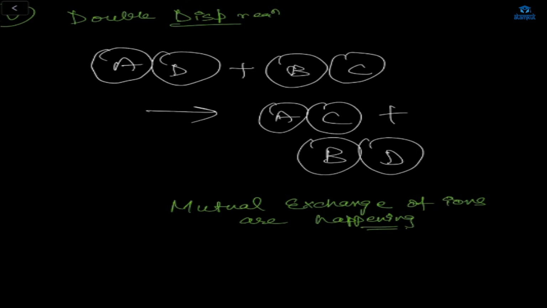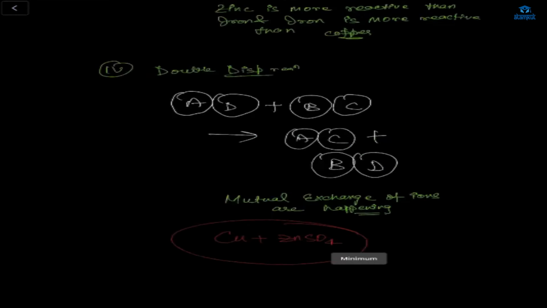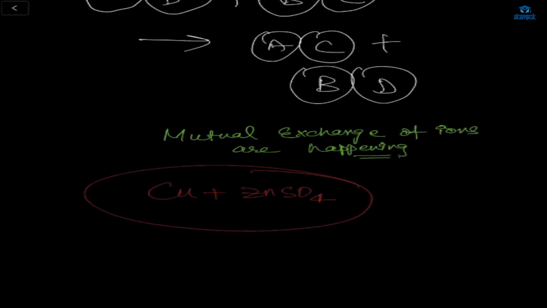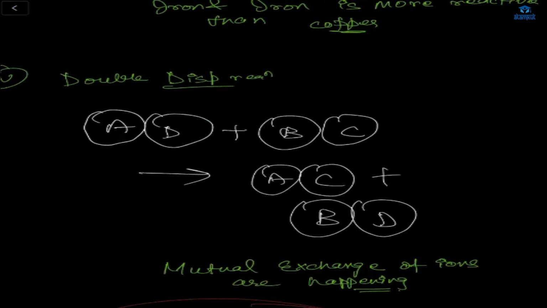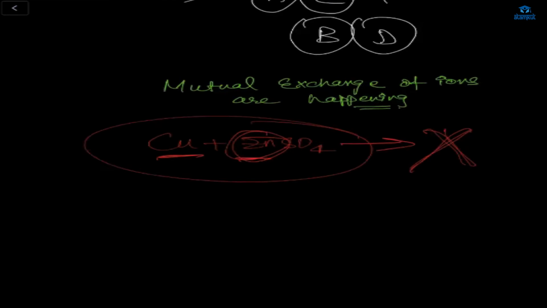Okay, let me ask you some questions. Here, Cu plus ZnSO4. Is this correct or wrong? Tell me. Because here Zn, zinc, is more reactive than iron and copper. And here is copper and then zinc. So copper is less reactive than zinc, so this equation is not satisfied. Correct? Got it or not?